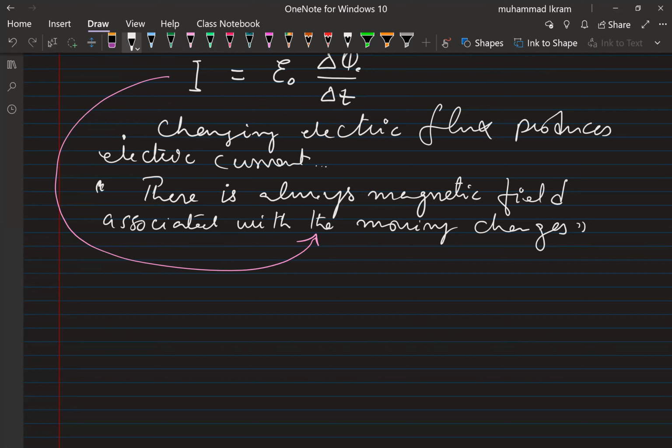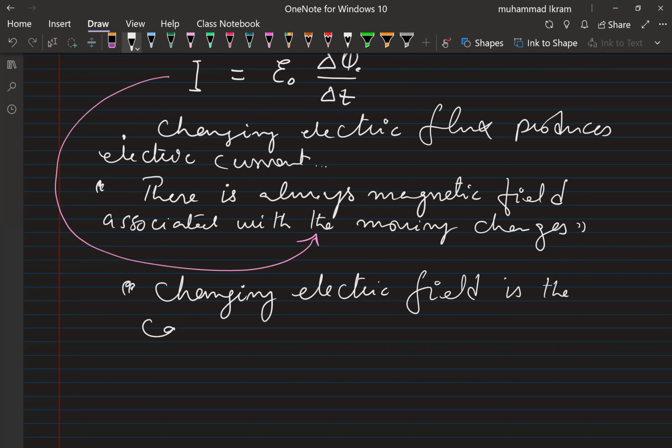So this indirectly extends our concept to the point that the changing electric field is the cause of changing magnetic flux, or the cause of the magnetic field.